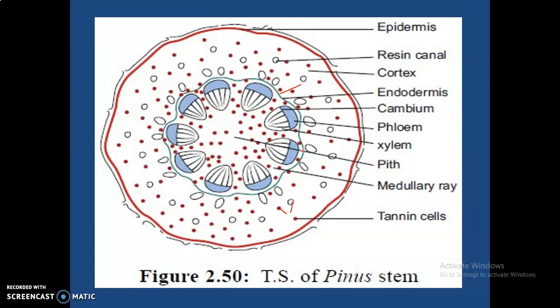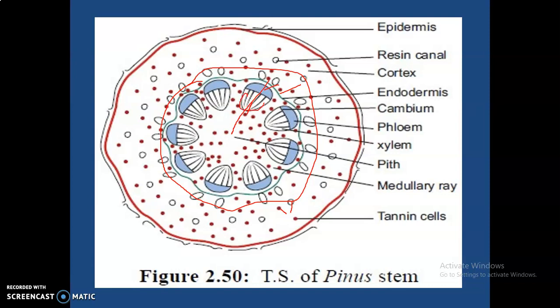In dicotyledonous stems these vascular bundles are arranged in the form of a ring, while in monocots the vascular bundles are scattered. These vascular bundles are conjoint and collateral. Conjoint means both the xylem and the phloem are present on the same radius, joined with each other.